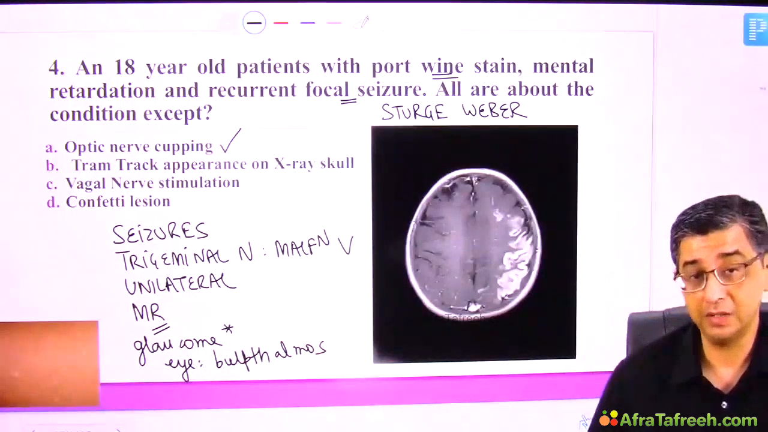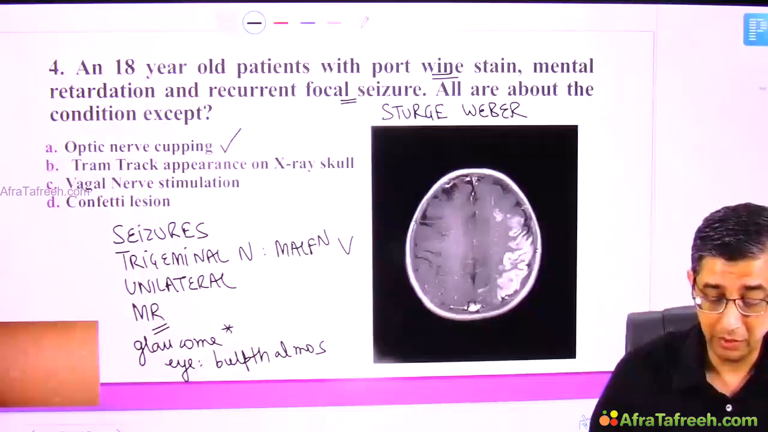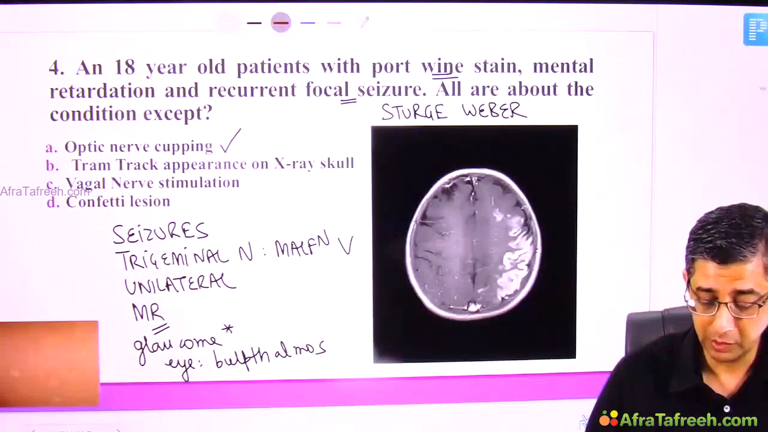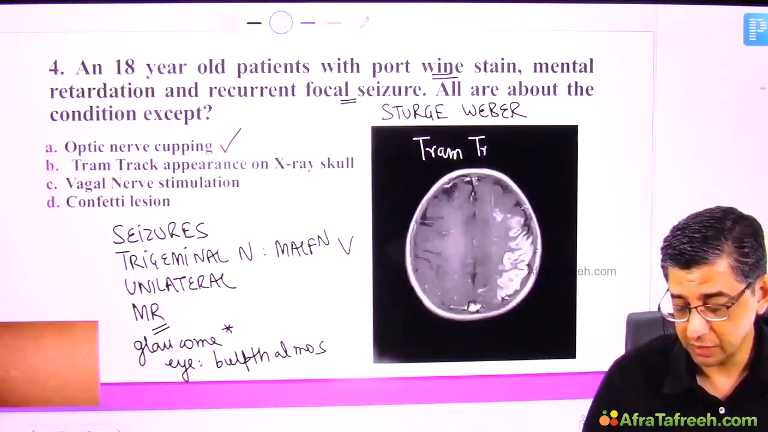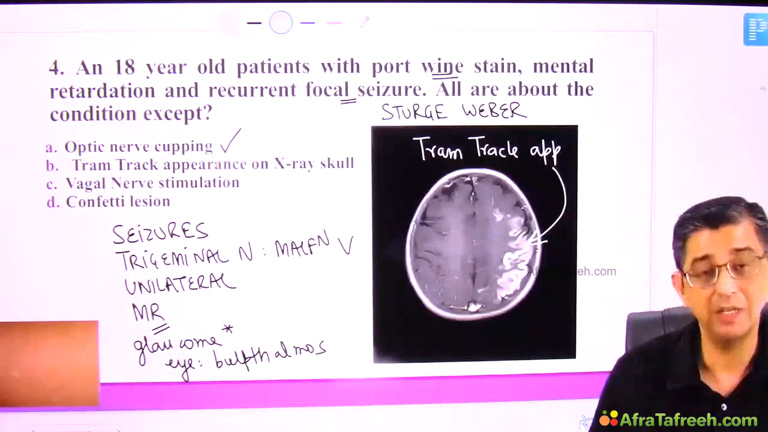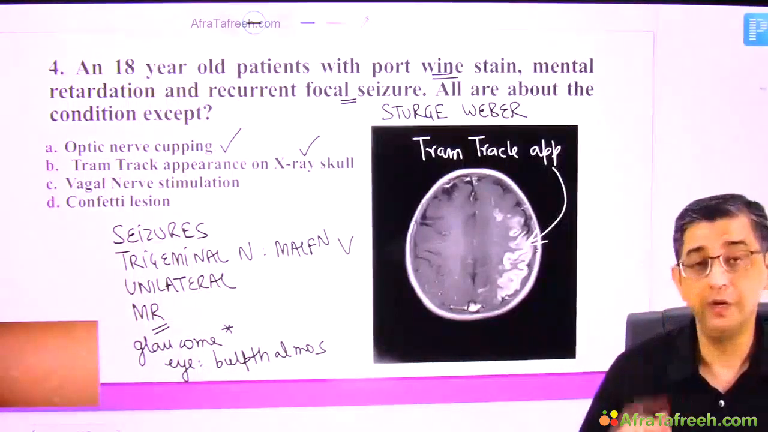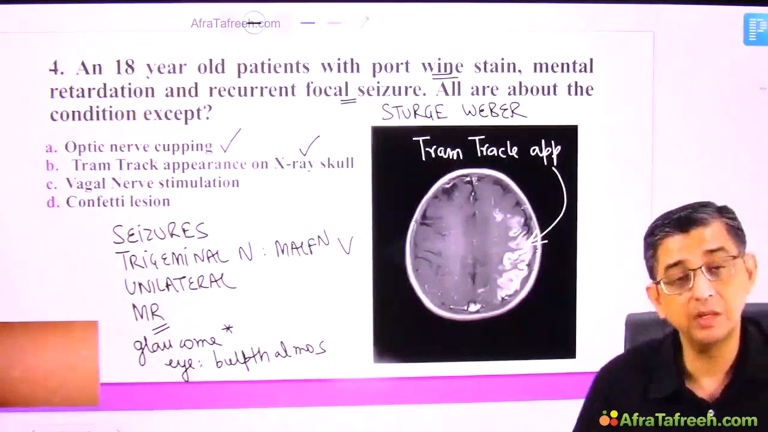Tram track appearance on X-ray skull. We are getting a CT scan in this case. One of the radiological findings which has been taught to you for this particular condition is tram track appearance, or calcification, or railroad appearance, which can be visible on an X-ray skull as well as a CT scan. Yes, we do have tram track appearance written both for CT head as well as for X-ray skull.